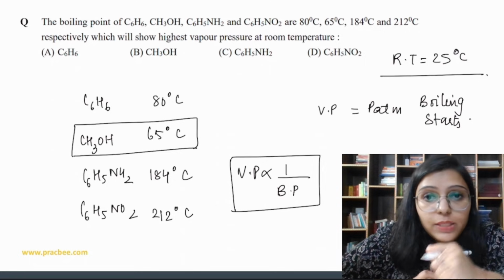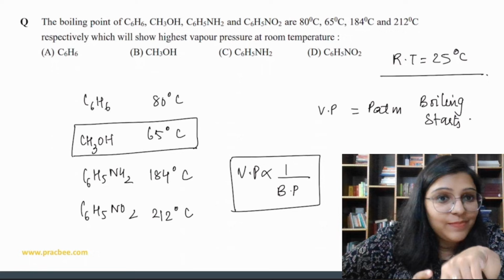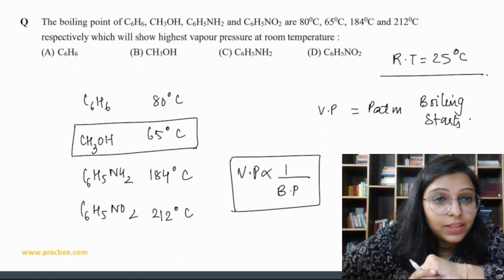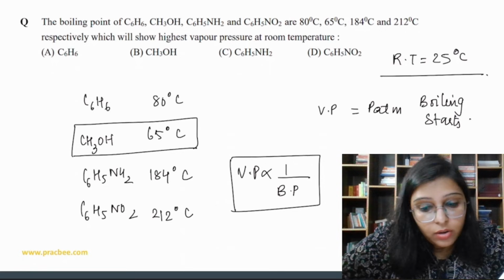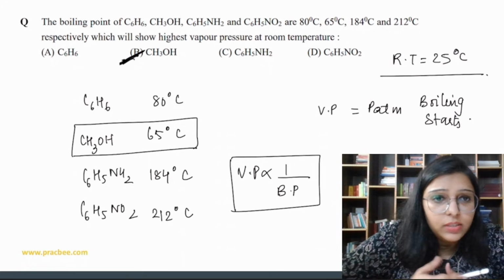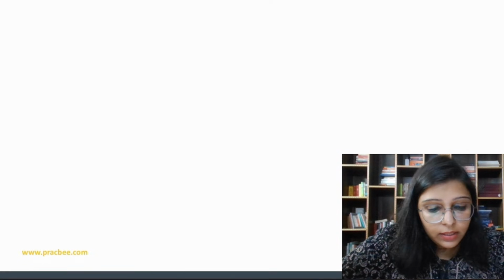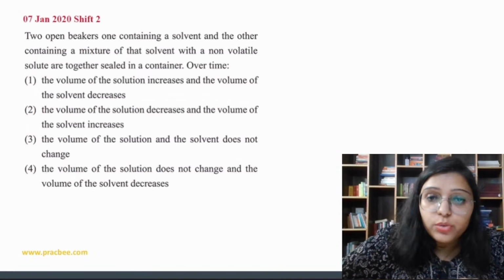Okay, so that's why we can say that this is the methanol. It means at room temperature we can have more vapor pressure of methanol in comparison to other, right? Because boiling point is 65 degrees Celsius. Okay, that's it. Now let's do next question.